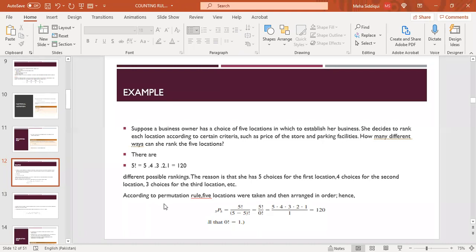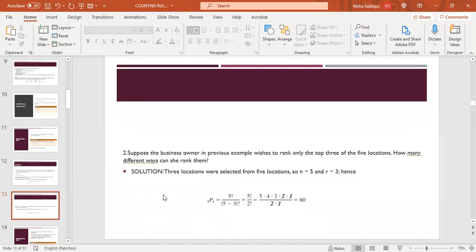So applying the permutation rule, 5 locations were taken and then arranged in order like this. So 5! over (5 minus 5)!, because we have the same number for n and r. So 0! means 1, and multiplying these values together we get 120.